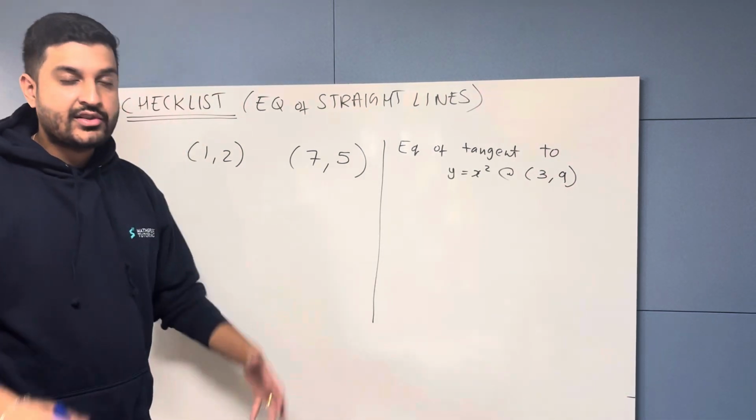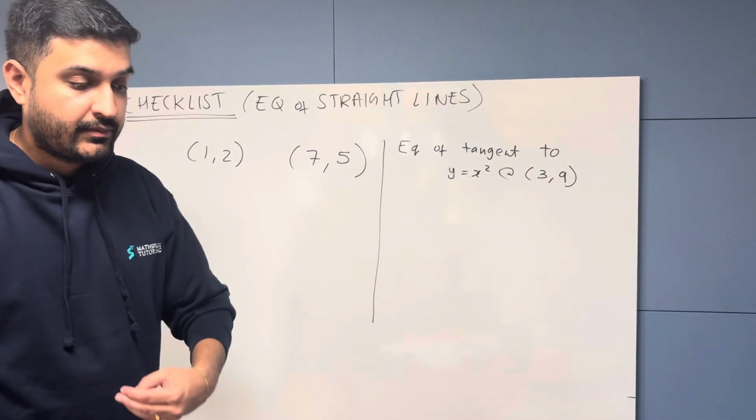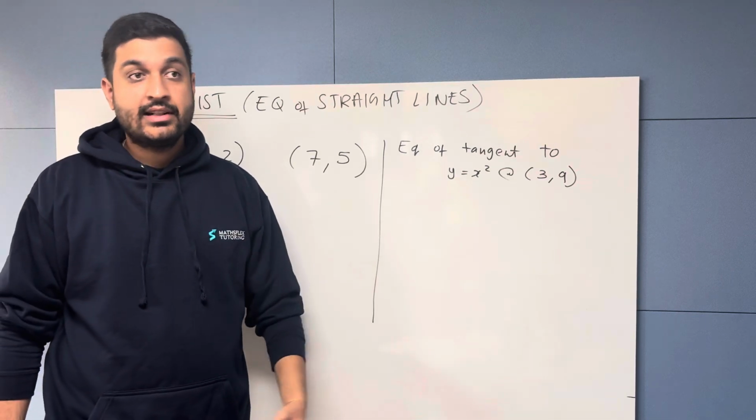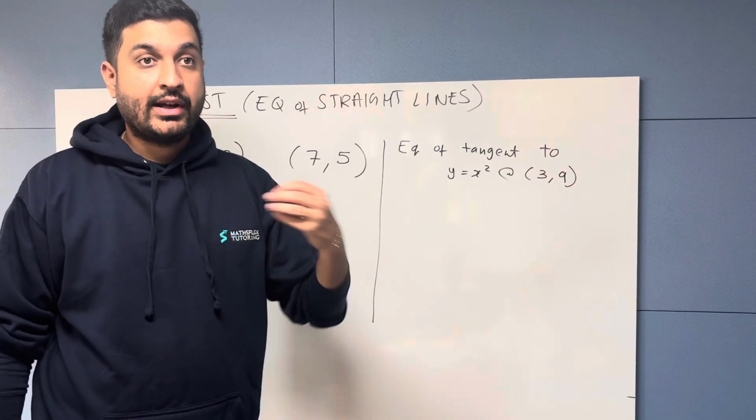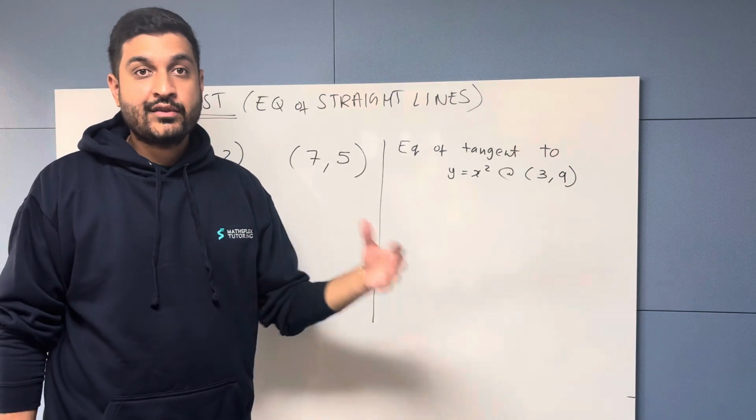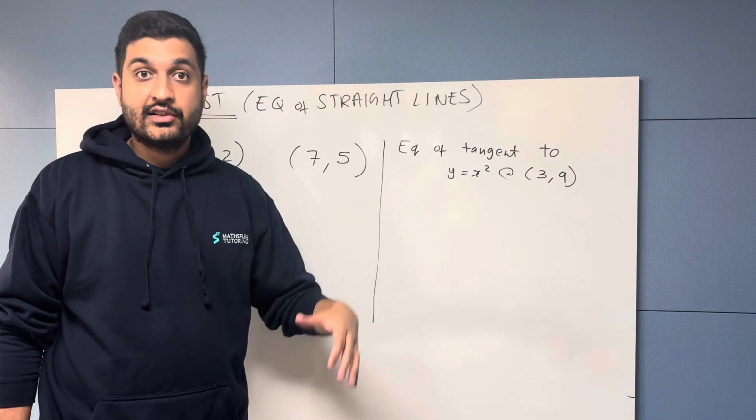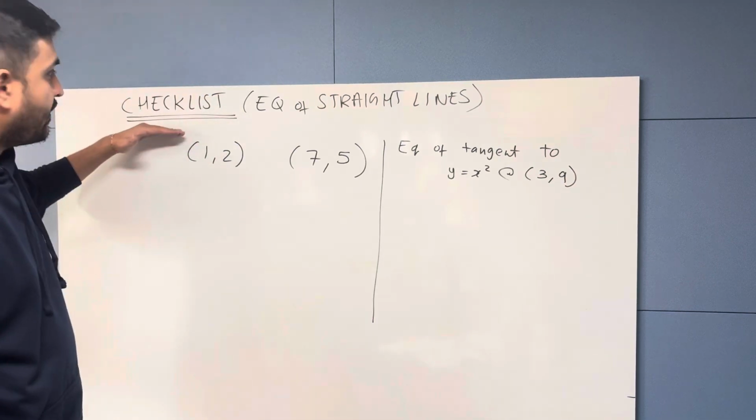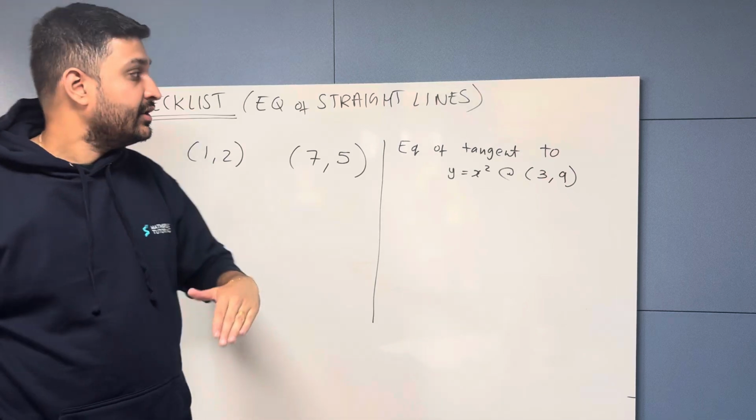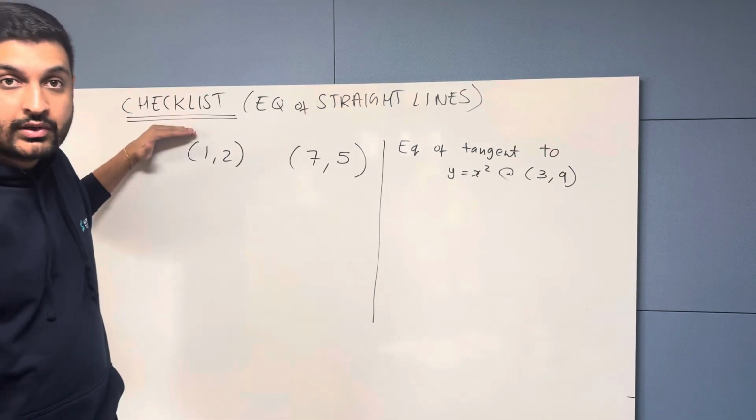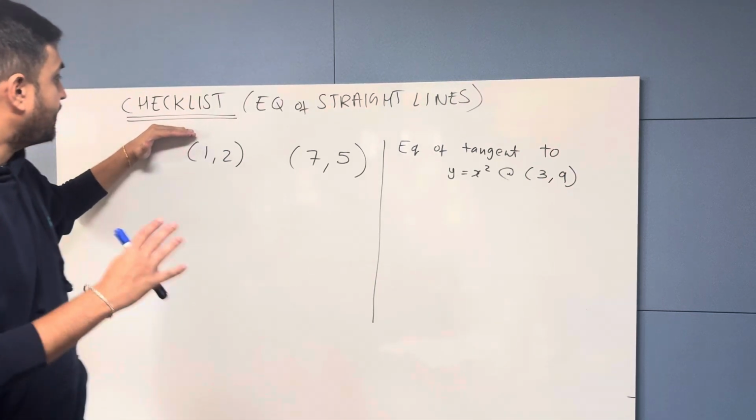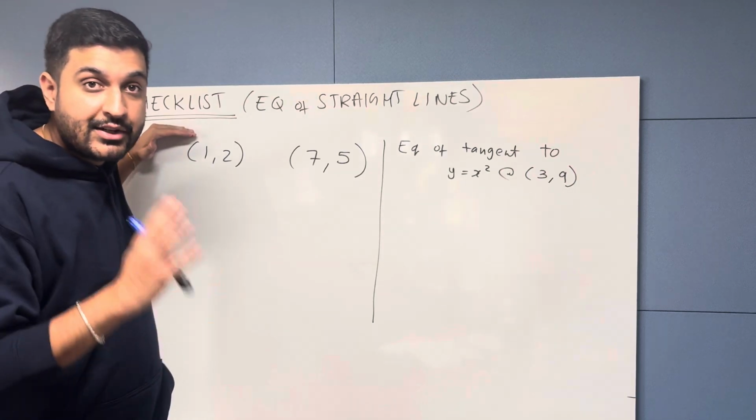One of the issues I run into when students initially come across equations of straight lines, or are asked to find equations of tangents and normals, is a lack of clarity around how we find those equations. Whenever I've been teaching A-level maths for the last decade or so, I always fixate upon a checklist. So what things do we need for the equation of a straight line?